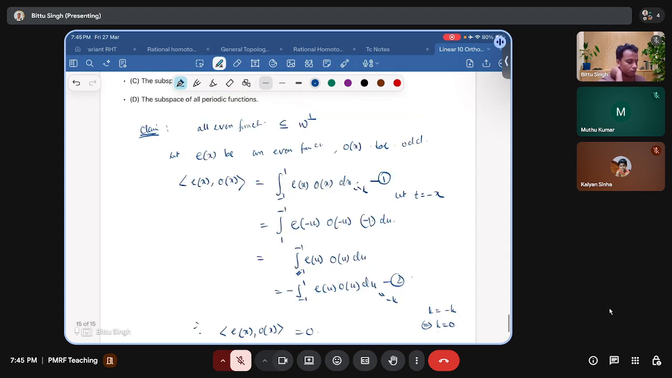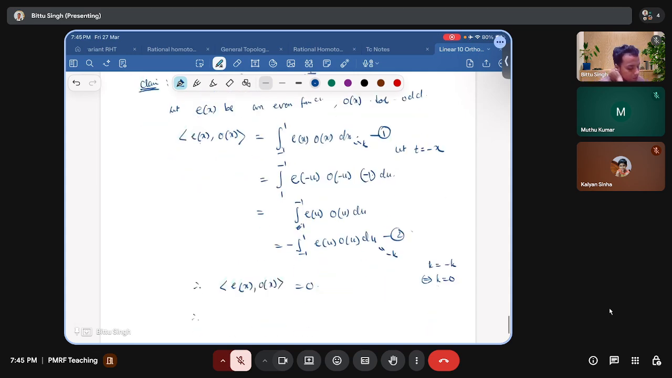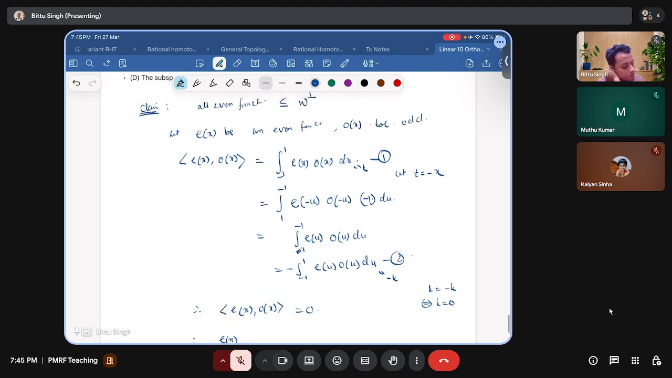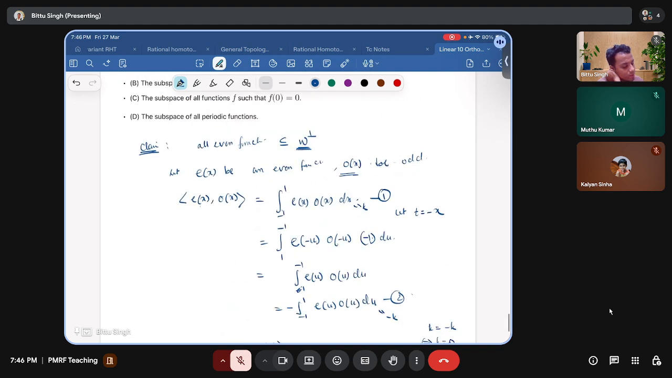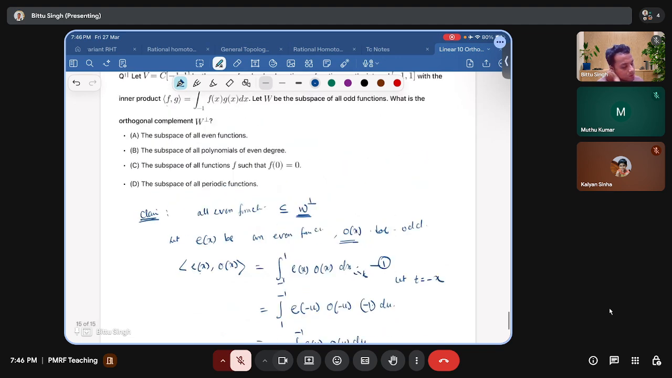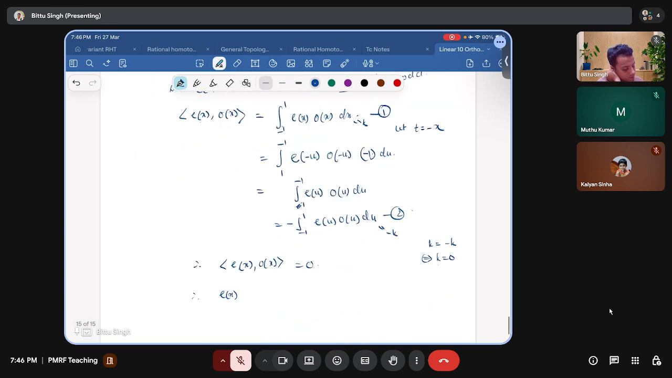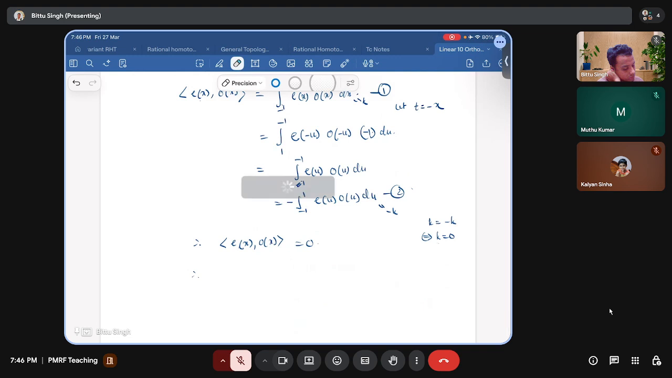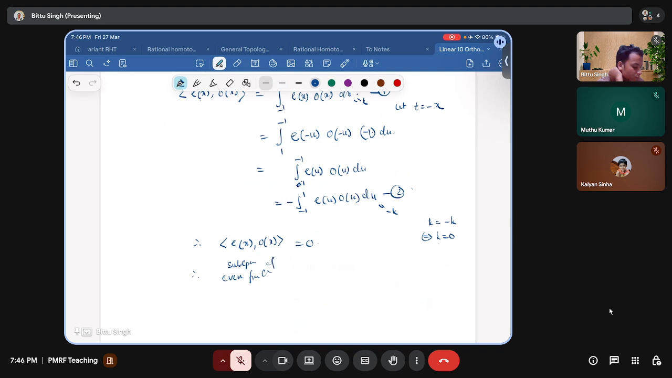Okay. So from here, it is clear that every even function is perpendicular to odd functions. That is, every even function is contained in W perp, the orthogonal complement of the subspace W of all odd functions. So the subspace of even functions is contained in W perp.